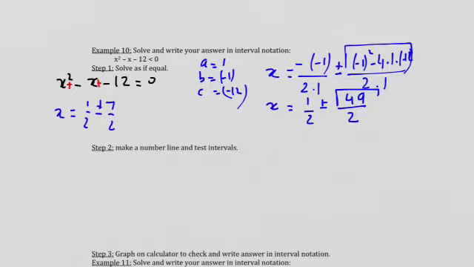That gives me two values of x. The first one is going to be 8 divided by 2, which is 4, and the second one is going to be 1 minus 7, negative 6, divided by 2, negative 3.